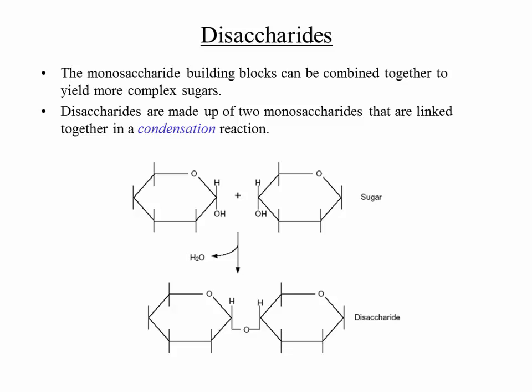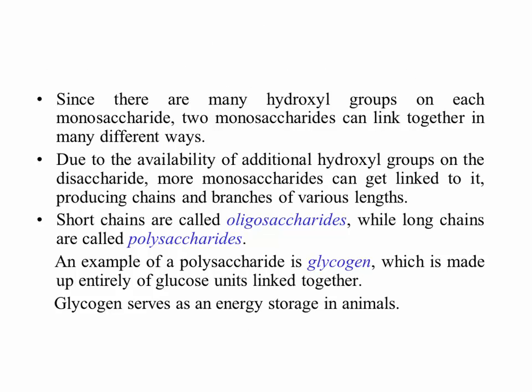So this is an example of a disaccharide, and since there are many hydroxyl groups on each monosaccharide, two monosaccharides can link together in many different ways. Due to the availability of additional hydroxyl groups on the disaccharide, more monosaccharides can get linked to it, producing chains and branches of various lengths. If you have short chains, they are called oligosaccharides, while long chains are called polysaccharides. So don't ask me what the critical number is that tells you you're going from short to long chains, because I don't know the answer to that question. That might be the next question that I'll get asked. But I think if you look it up on the internet, maybe that answer is there.